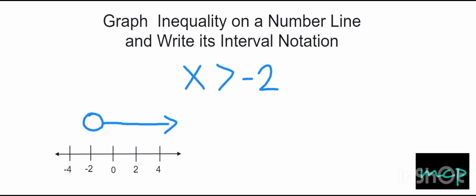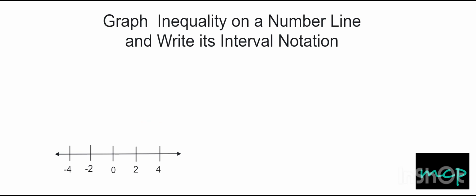Let us now write the interval notation of x greater than -2. Since -2 is not included, we'll just use a parenthesis for that and get -2 to positive infinity, then parenthesis. That is the graph and the interval notation of x greater than -2.